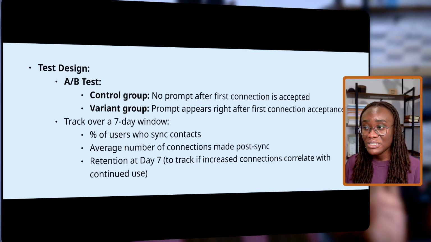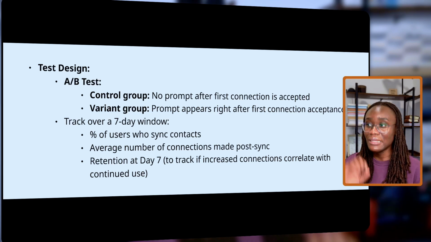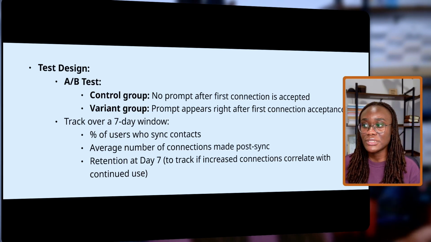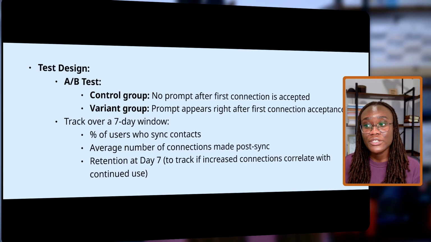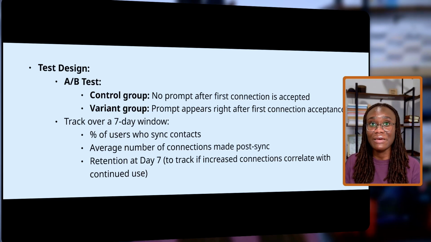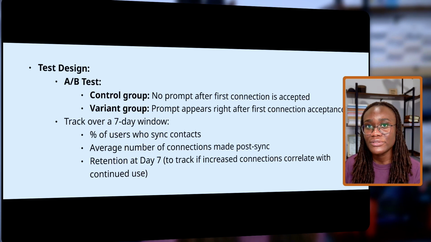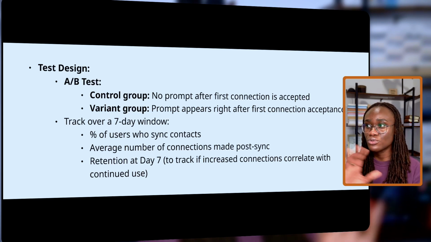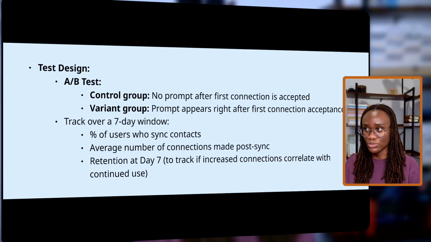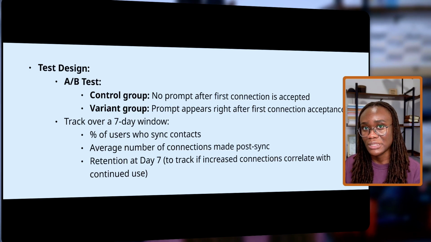Now you're going to measure this metric both for the variant group and the control group, because at the end of the day, if the average number of connections that are made within 7 days is the same for the variant and the control group, then what was the point of the experiment? If users are syncing their contacts, but it does not lead to an uplift in the number of connections that were made, then was syncing contacts relevant to the connection? So those are the things that we want to track both for the variant and the control group. And that's how we would run the A/B test.